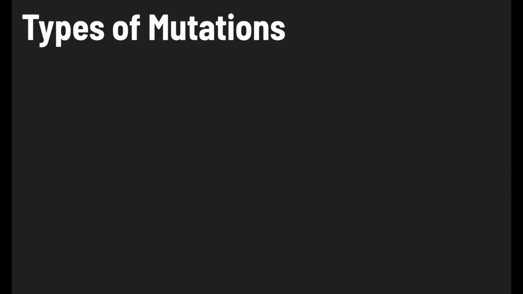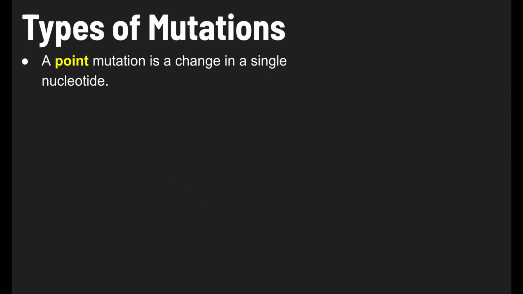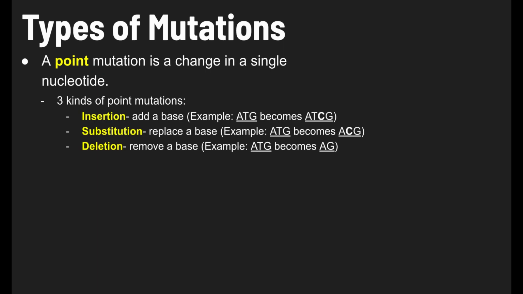Now, what are the types of mutations that can happen? Broadly speaking, there's going to be two types that we'll discuss. The first is called a point mutation. A point mutation is a change in just a single nucleotide. And there are going to be three kinds of point mutations: an insertion, substitution, or deletion.